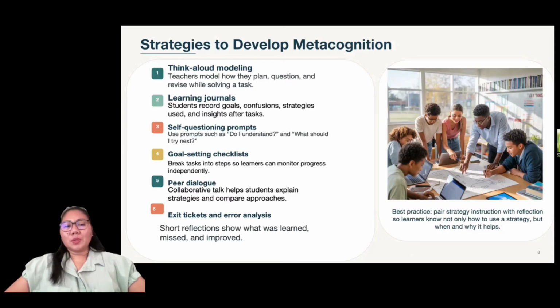Number 4, goal-setting checklist. Break tasks into steps so learners can monitor progress independently. Number 5, peer dialogue. Collaborative talk helps the students explain strategies and compare approaches. Number 6, exit tickets and error analysis. Short reflections show what was learned, missed, and improved. Best practice, pair strategy instruction with reflection, so learners know not only how to use a strategy, but when and why it helps.